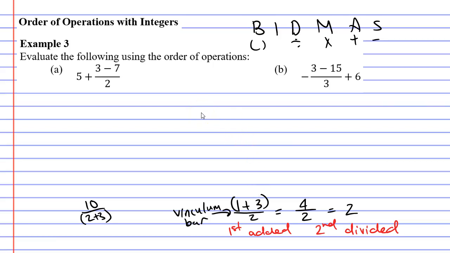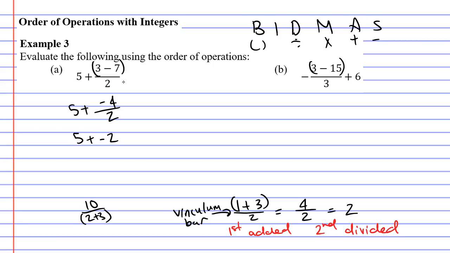So for questions A and B, anything above or below the vinculum bar that needs to be worked out needs to be put inside of brackets. Let's start with question A. We know that we calculate our brackets first, so 3 minus 7 is negative 4, so we have negative 4 over 2, and we're going to add the 5 as well. You'll notice we've got addition and we've also got division, because fractions are division. So now by following BIDMAS we're going to do our division first. Negative 4 divide 2 is negative 2, and we need to carry down the 5 and the plus symbol.